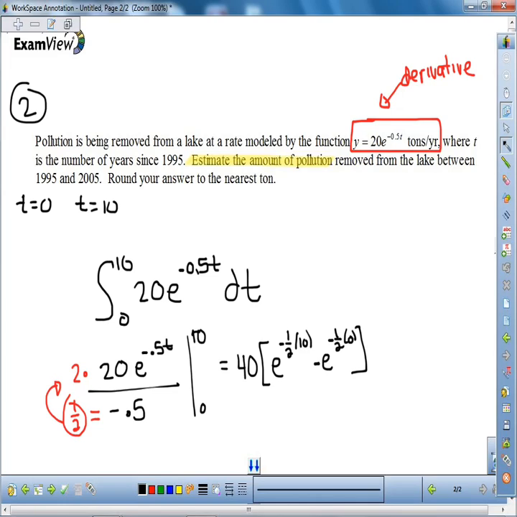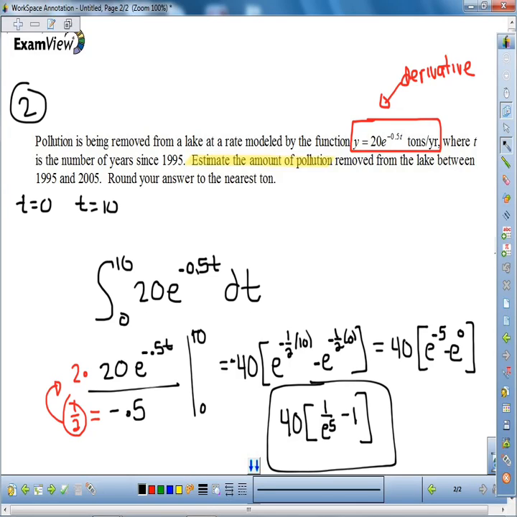So if I substitute, I'm going to have a negative 40e to the negative 1/2 times 10. So simplifying even more, my final answer is going to be negative 40 times 1 over e to the 5th minus 1.